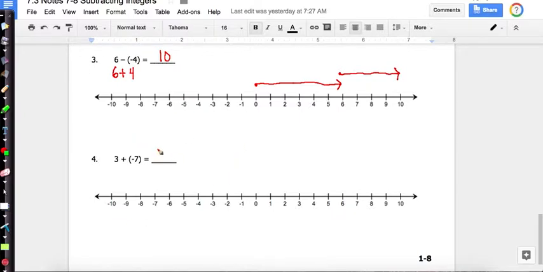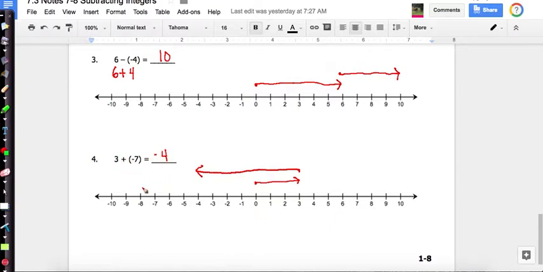Now let's go to the last one. So we start at 0. The first number is 3, so we're going to go from 0 to 3. And we're adding negative 7, so we're going to go backwards 7. So 1, 2, 3, 4, 5, 6, 7. So where did we stop? We stopped at negative 4. So 3 plus negative 7 is negative 4.